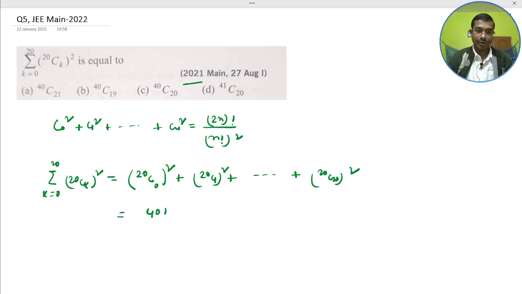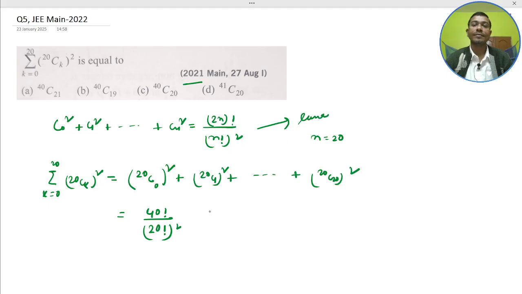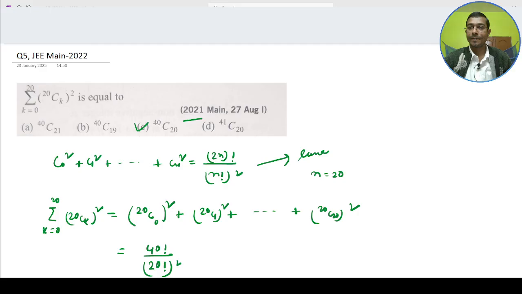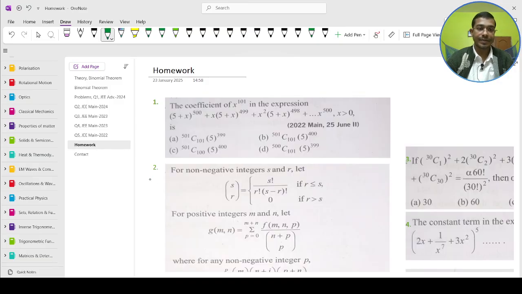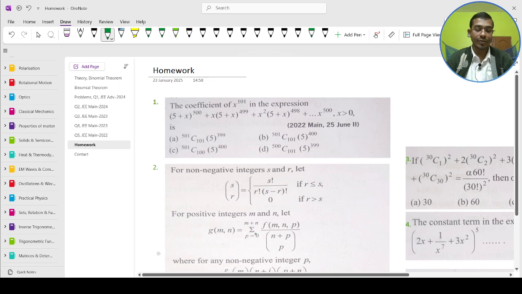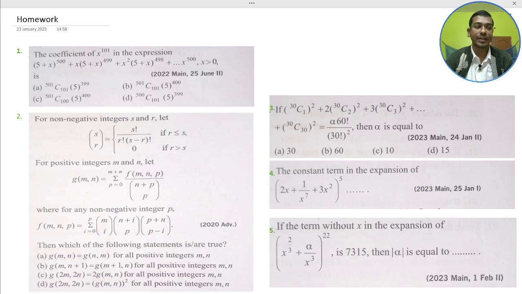This would be what? 40 factorial, so here n is 20, divided by (20 factorial) whole square. We just apply this lemma here, just a formula we call lemma. So after calculating, you would get 40C20. So 40C20 would be our answer, option number C. So we just discussed here the 5 important questions, and I think after doing these problems you will be able to do all types of questions coming in JEE Main and Advanced Mathematics.